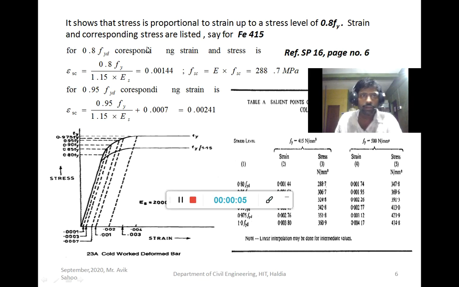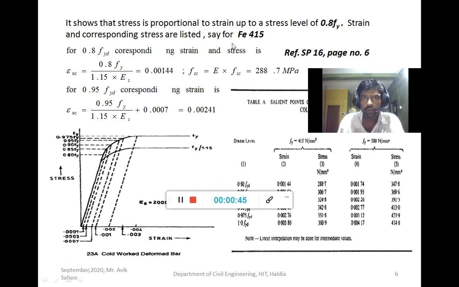So in the last class I discussed the stress strain diagram of the cold worked deformed bar. Here you see the stress strain diagram of Fe 415 and Fe 500. This type of stress strain diagram has no clear cut yield point. Stress is proportional to strain up to 0.8 times Fy, 0.8 times the yield stress. Strain and corresponding stress are listed.